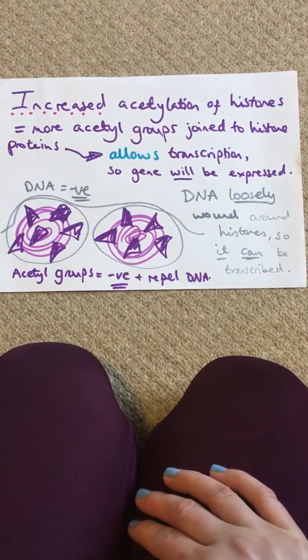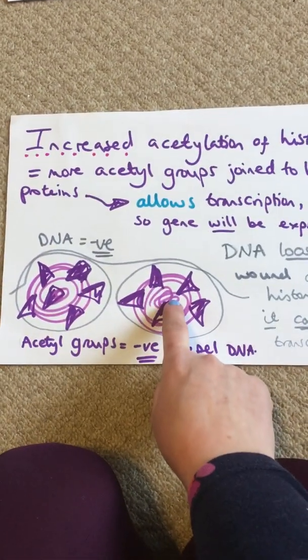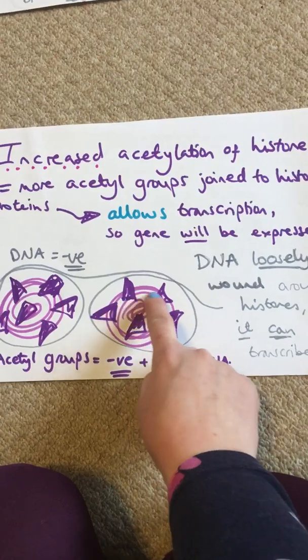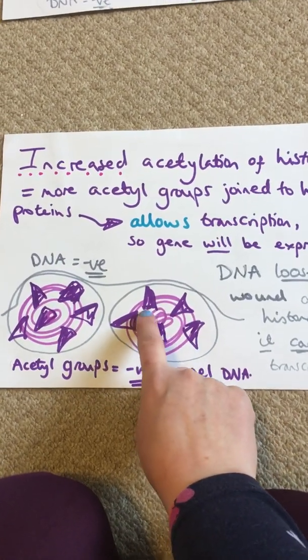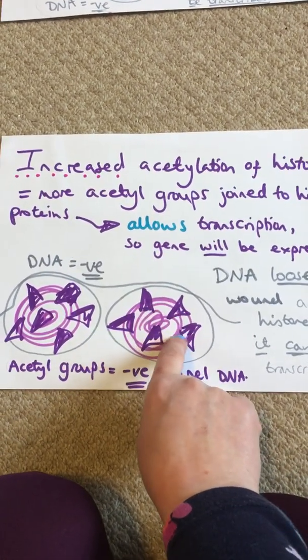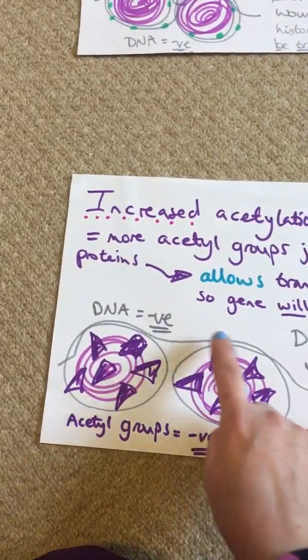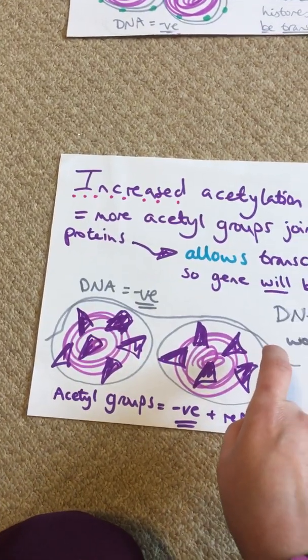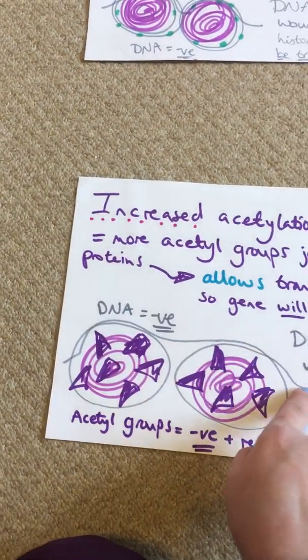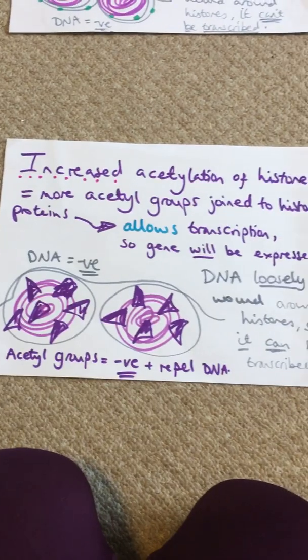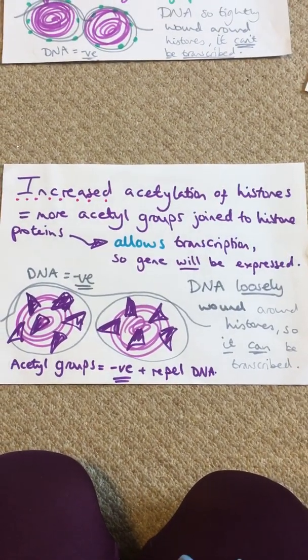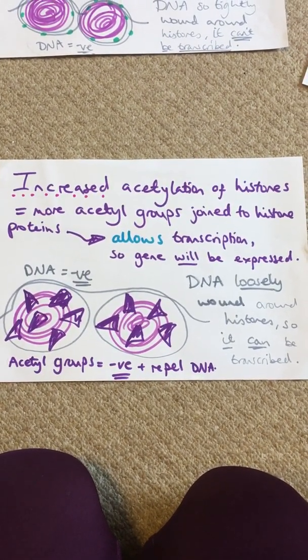So again, to do with the charges, the histones are positive. We've got these negative acetyl groups stuck onto those histones. The DNA is negative, so negative and negative repel. So what we've got is these acetyl groups actually mean the DNA isn't very tightly wound. We get loose bits of DNA that can be transcribed, translated, and made into whatever proteins they code for.